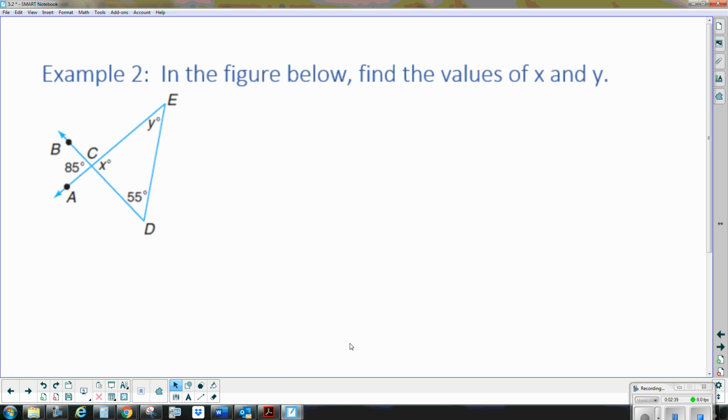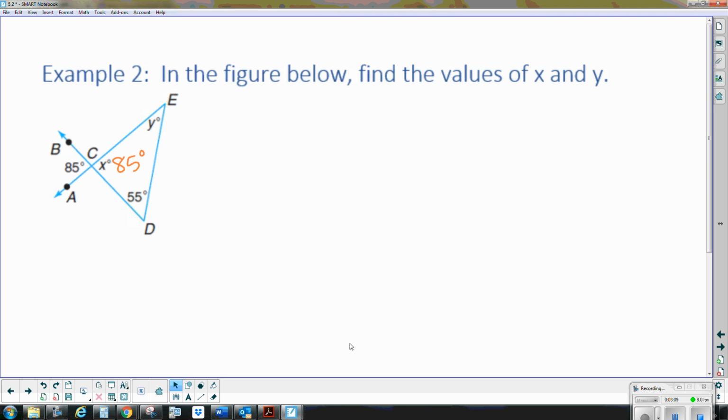All right, let's look at our second example. In this figure, we need to find the values of x and y. So we're still going to use our triangle sum theorem, and we would say x plus y plus 55 is equal to 180 degrees, but we don't know x or y. So having just one equation is not sufficient. We need either the value of x or y, or some other equation.